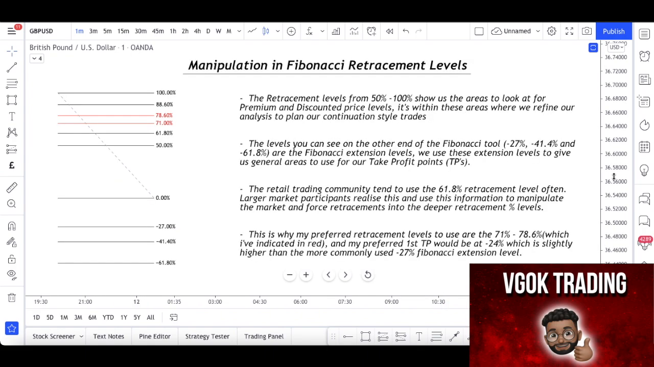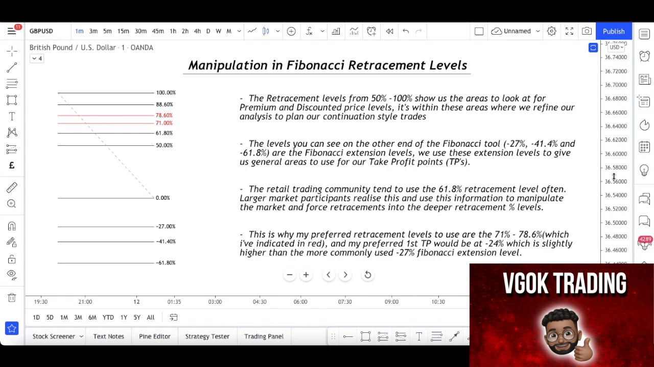So from what I've just discussed with you guys, we've established that the retracement levels from 50% to 100% show us where we're going to be able to see good areas of premium prices and good areas of discounted prices, since we're always looking to buy low and sell high.